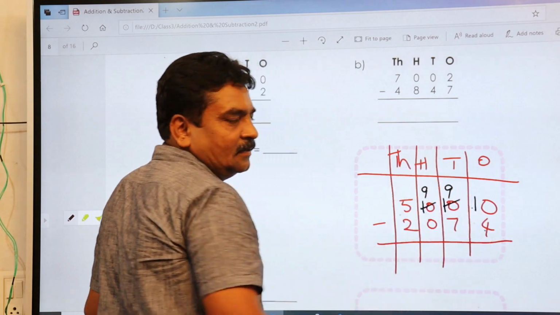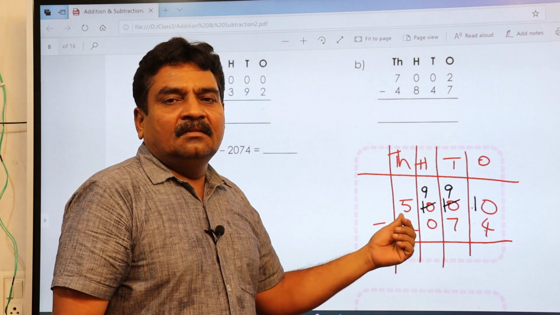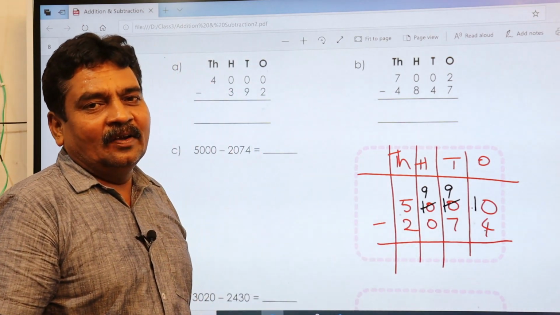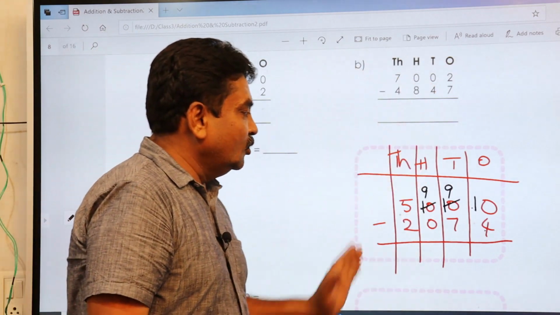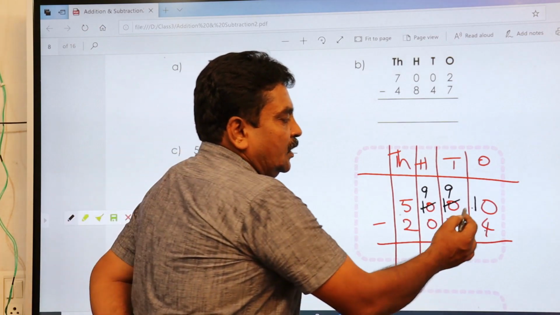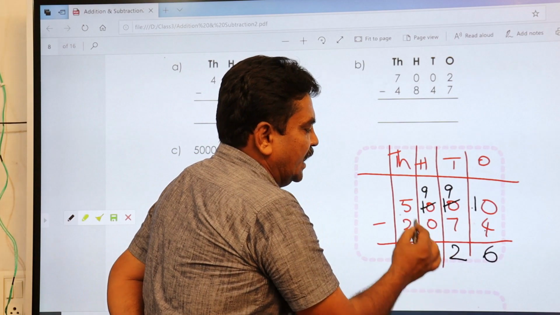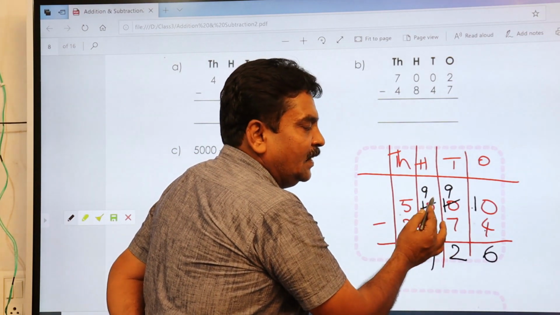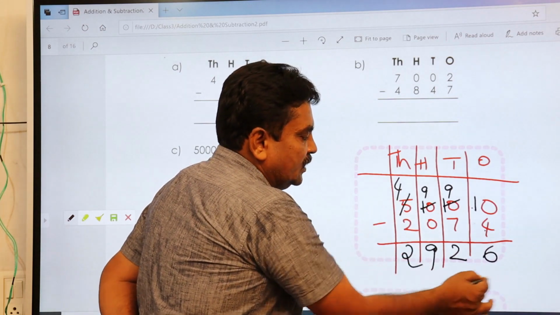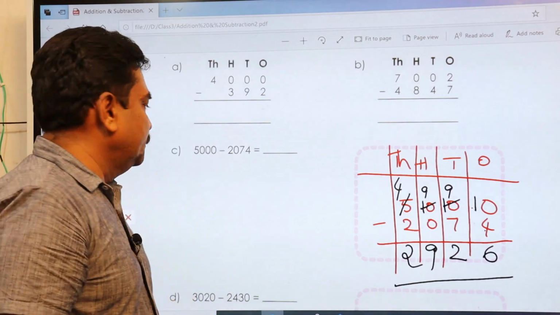Now you got this 1 here. From where did you carry this? From the third column. That's why the content heading is given as thrice. So 3 times you have carried the number. So 10 minus 4 is 6, 9 minus 7 is 2, 9 minus 0 is 9. Here from 5 you have carried. So the new number will be 4. So 4 minus 2 is 2. This is your answer. In that way you have to do it.